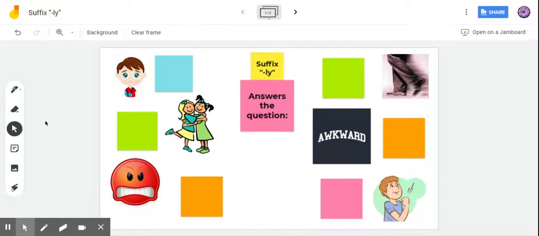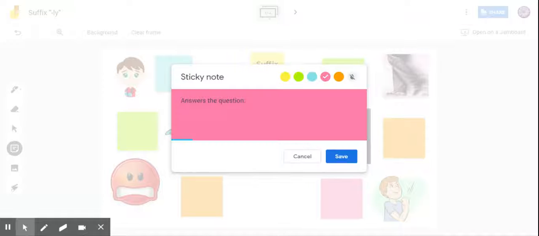The suffix that we are going to be learning is ly. That means we're adding two letters to a base word to make it into another word. Now, what you'll need to know about this suffix is that whenever you add ly, most oftentimes you're answering the word how.